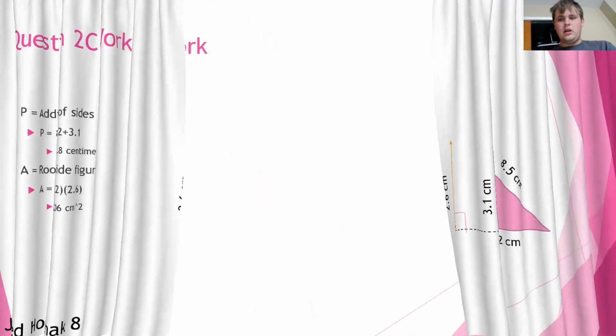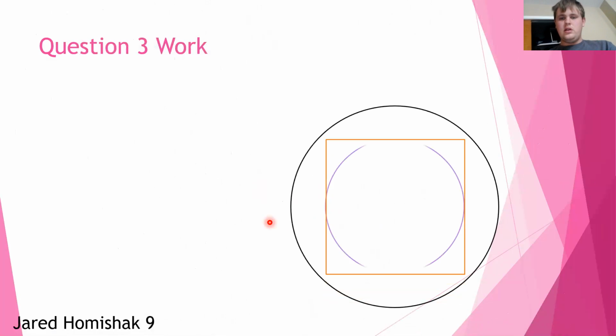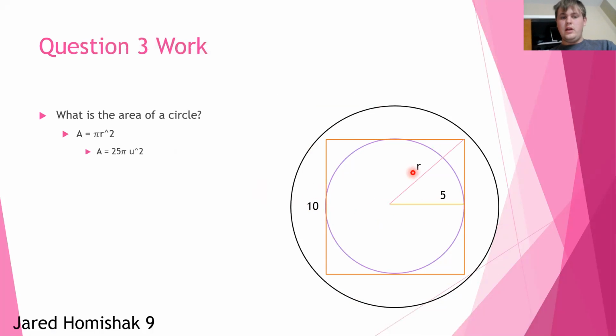All right, moving on to question number 3. We have a large circle where a square and a small circle are inscribed inside of that. And this has a height of 10 and a radius of 5. And we can actually create a triangle here with the hypotenuse being r to help us find the area of the circle. So area is pi radius squared. So radius is 5. Square that, you get 25 pi units squared for your area.